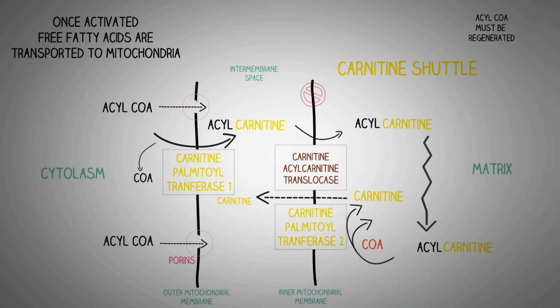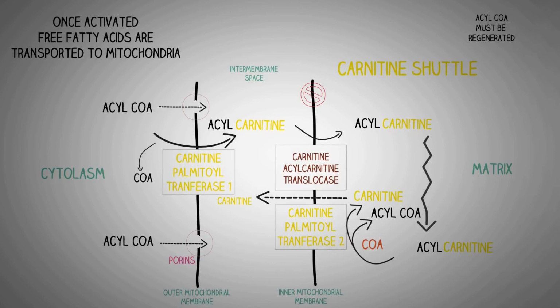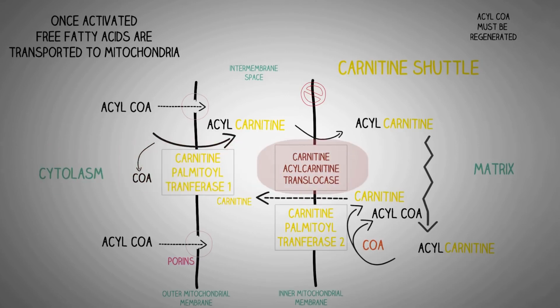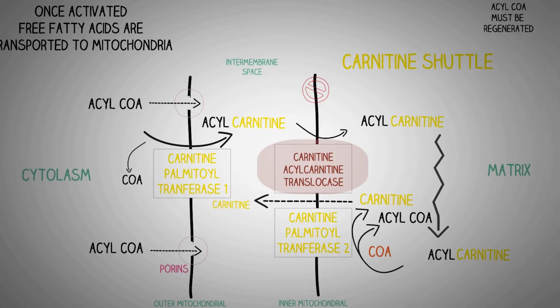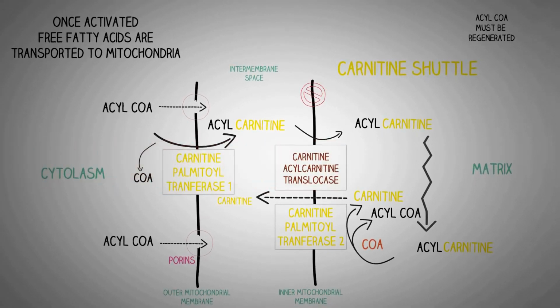The carnitine that is regenerated is transported again into the intermembrane space, where it can be utilized by carnitine palmitoyl transferase 1. You can see in this illustration that the enzyme carnitine acyl-carnitine translocase transports one molecule of carnitine into the intermembrane space, and in exchange it transports one molecule of acyl-carnitine into the matrix of the mitochondria. So this is how the free fatty acid is transported into the mitochondrial matrix.